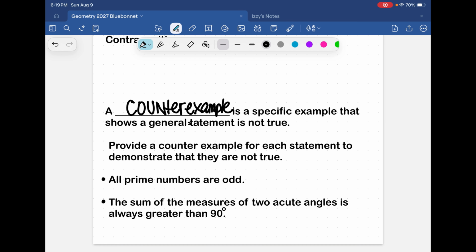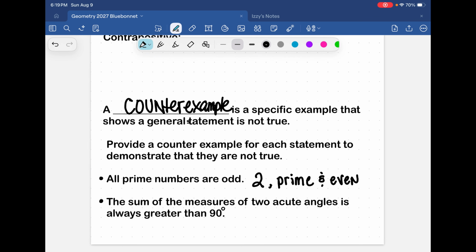All prime numbers are odd. If we go to look up all the prime numbers, a list of the prime numbers, we would see that the majority of them are odd. But the very first prime number is 2. And so 2 would be considered a counterexample because it is prime and it is even. So there's my counterexample, 2.